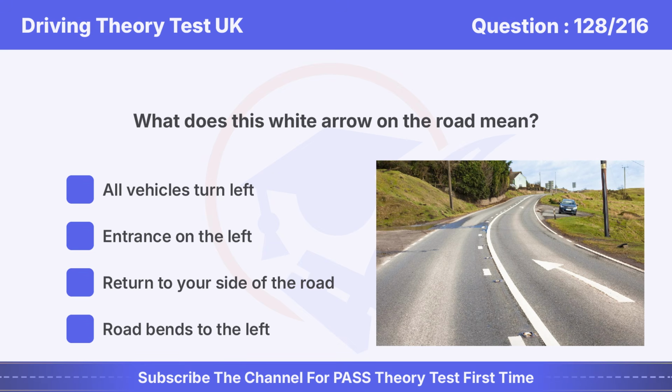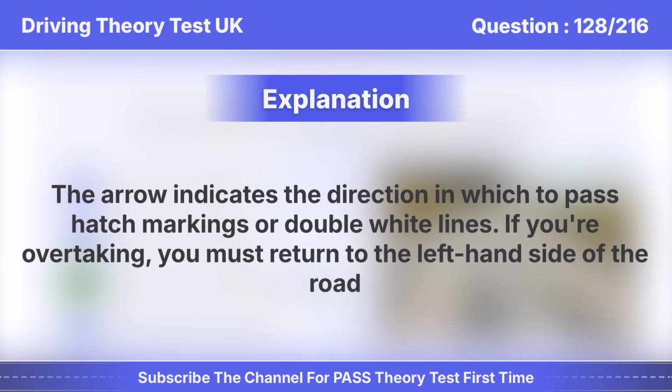Question 128. What does this white arrow on the road mean? Answer is C. Return to your side of the road. The arrow indicates the direction in which to pass hatch markings or double white lines. If you're overtaking, you must return to the left-hand side of the road.